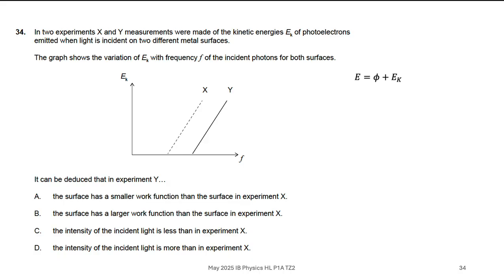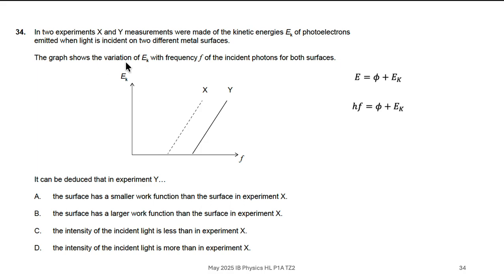We have the energy in, E, which is the energy of our photons, is equal to phi, the work function, plus EK. I'm being a bit vague here. This should be EK max. It's the maximum kinetic energy of any electrons or the photoelectrons that are being emitted by the surface. We're then going to remember that that is related to f, the frequency of our photons, which is on the x-axis here, via hf equals phi plus EK.